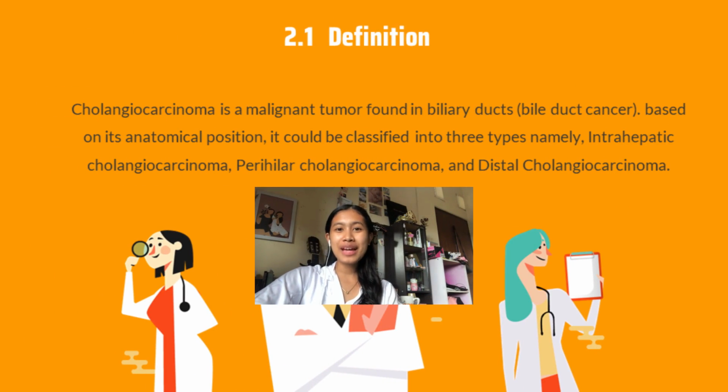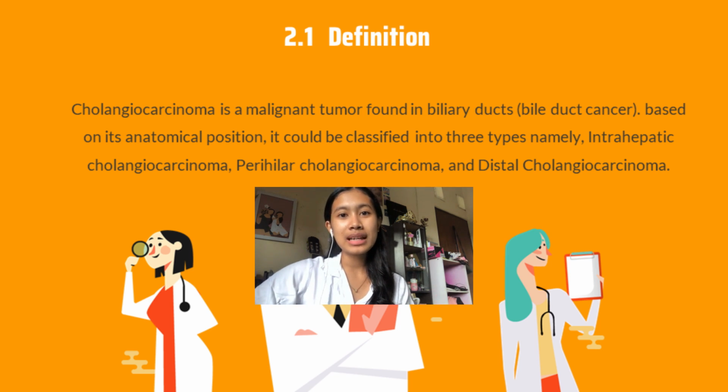Hello, my name is Putri Indria and my last row number is 200, and I'm going to talk about the definition and epidemiology of cholangiocarcinoma. The first is definition. Cholangiocarcinoma is a type of malignant tumor found in the biliary ducts, and in society, this type of malignancy can also be identified as bile duct cancer. Based on its anatomical position, bile duct cancer or cholangiocarcinoma can be classified into three types. The first is intrahepatic cholangiocarcinoma, the second is perihilar cholangiocarcinoma, and the third is distal cholangiocarcinoma. That is all about the definition that we need to know.